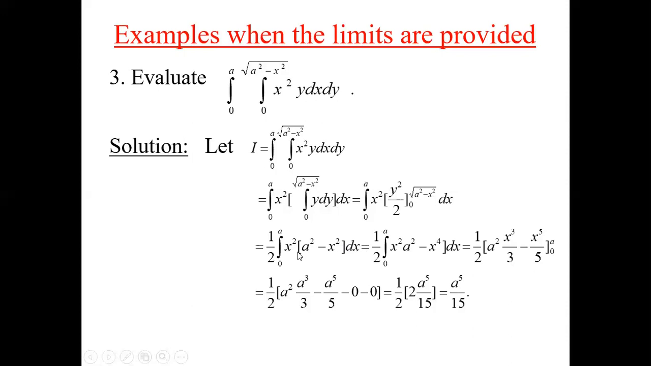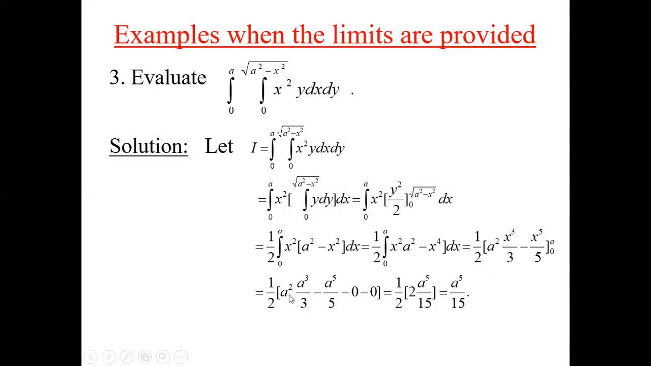So therefore this is equal to, now take this x square inside, you get x square a square, then x square into x square is equal to x to the power 4, into dx. This is 1 by 2 integration from 0 to a, x square into a square minus x raised to 4, into dx. So again you'll have to integrate this with respect to x now. This is 1 by 2, then a square is constant, then x square integral is x cube upon 3, then minus x to the power 4 integral is x to the power 5 divided by 5 between the limits 0 to a. Upper limit is a, lower limit is 0, put in the form of that.